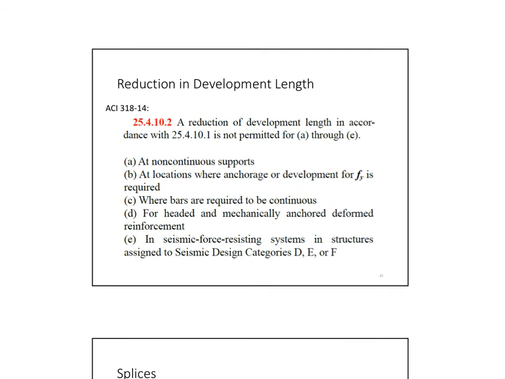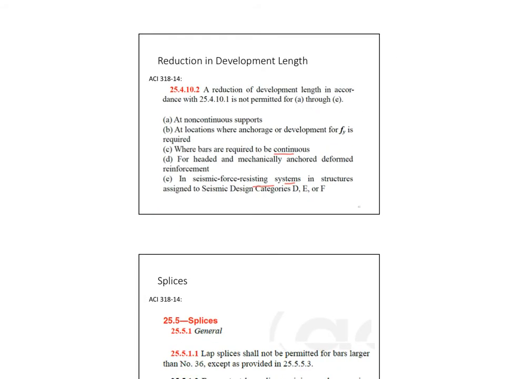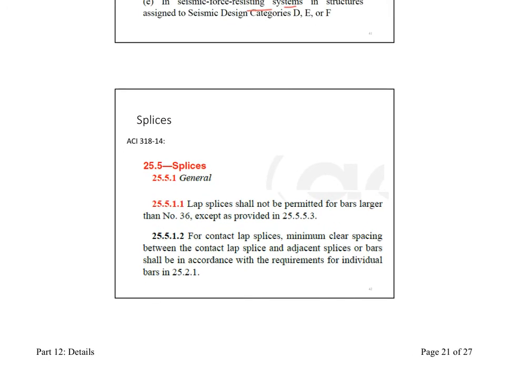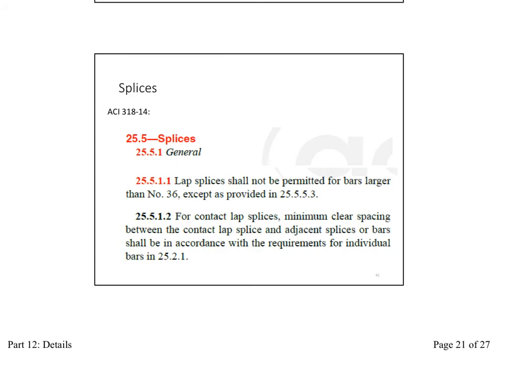It is also not permitted at a non-continuous support or a location where anchorage or development for F yield is required, or where bars are required to be continuous, like where they really have to be giving one another forces, headed or mechanically anchored deformed bars, and in seismic force resisting systems. We don't reduce LDs simply because they will be subjected to cyclic loading going back and forth that can disturb the bond between the bar and the concrete.